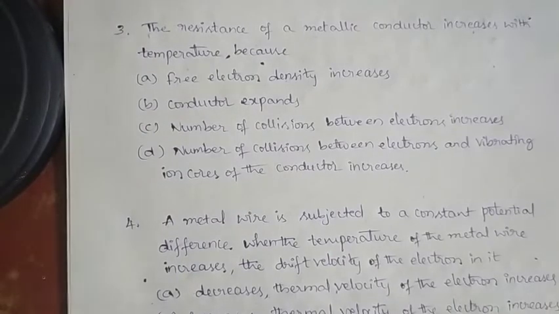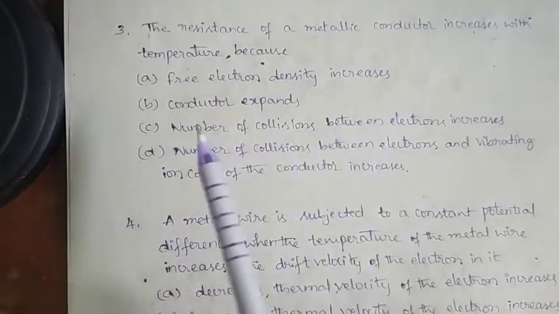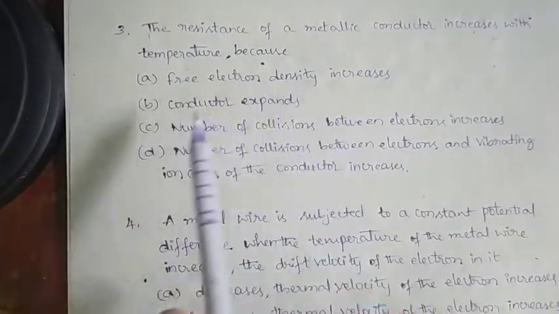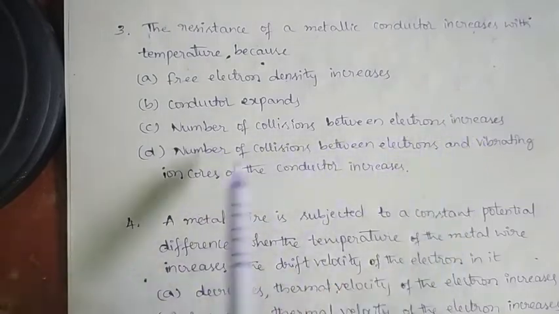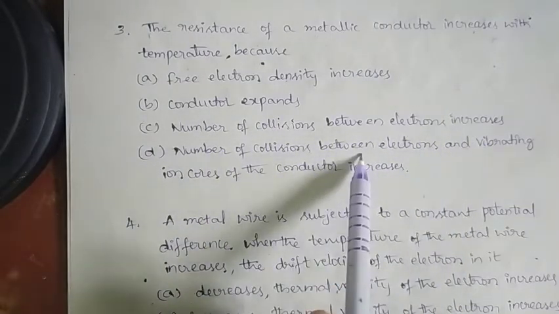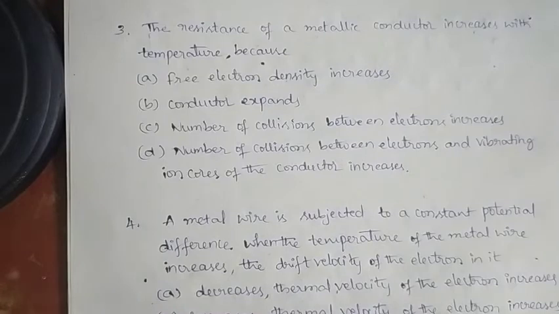Next question. The resistance of a metallic conductor increases with the temperature because: option A, free electron density increases; option B, conductor expands; option C, number of collisions between electrons increases; option D, number of collisions between electrons and vibrating ion cores of the conductor increases.